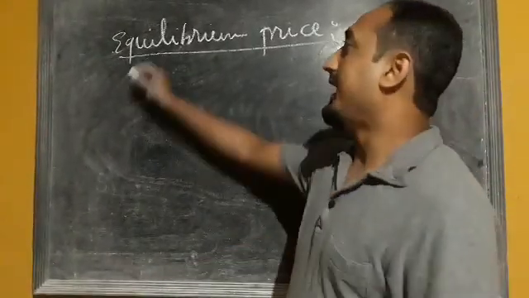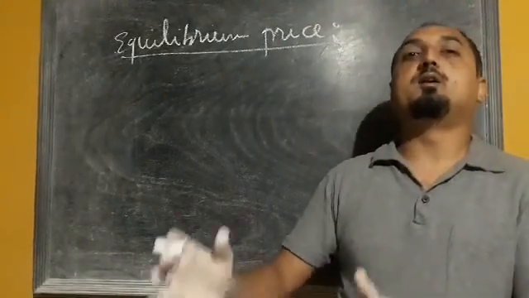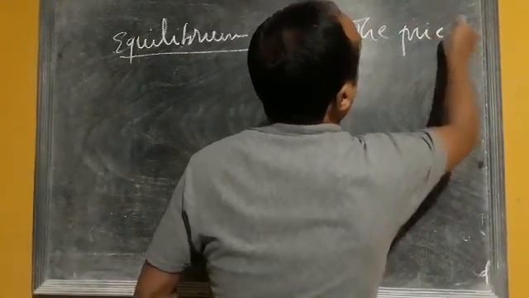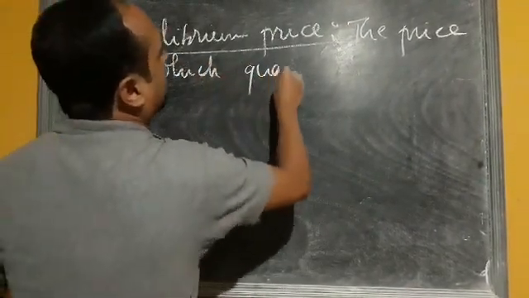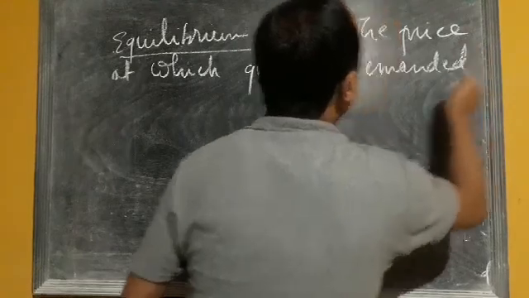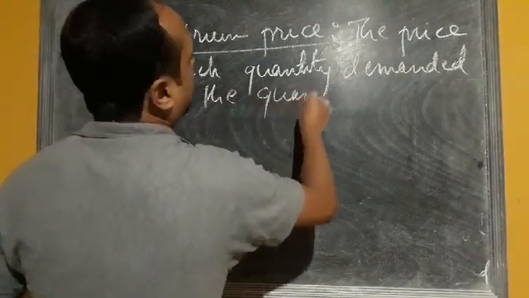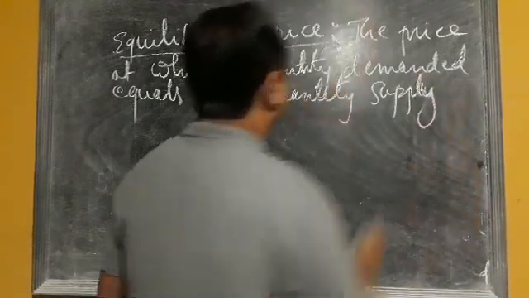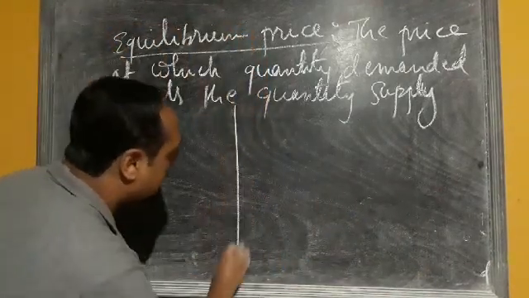Now the next concept we have is equilibrium price. So what is equilibrium? The price at which quantity demanded of a commodity equals the quantity supplied. Okay, that concept is called what? Equilibrium price. This equilibrium price can be shown with the help of a diagram also. I will show you this.